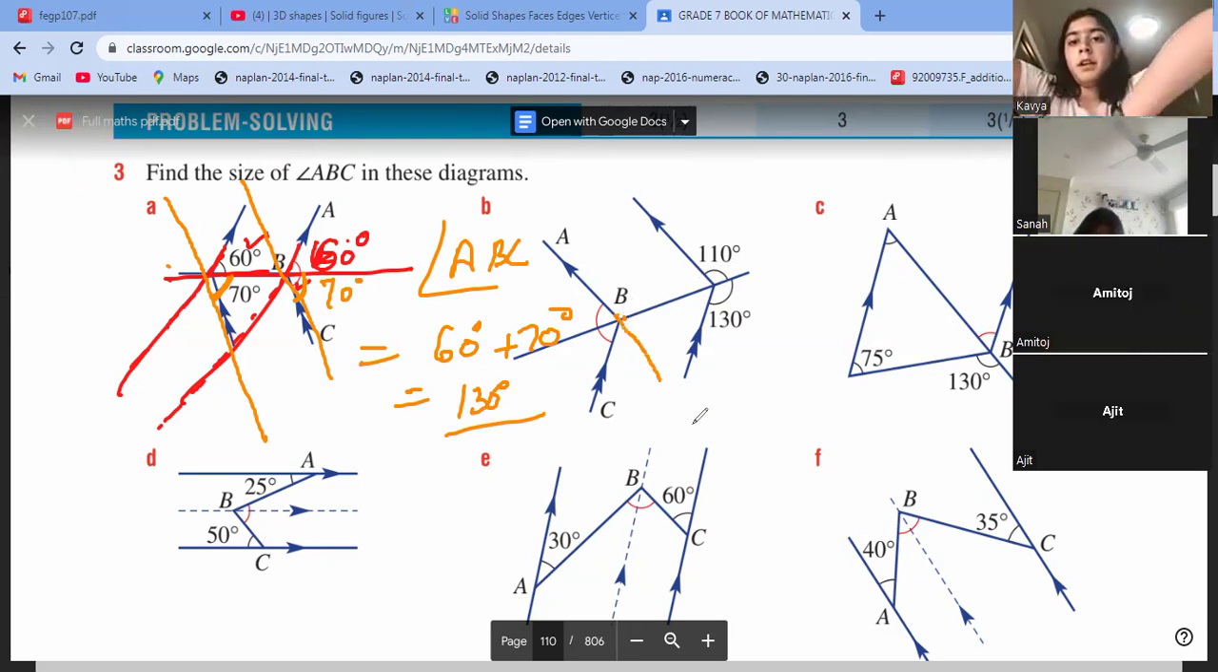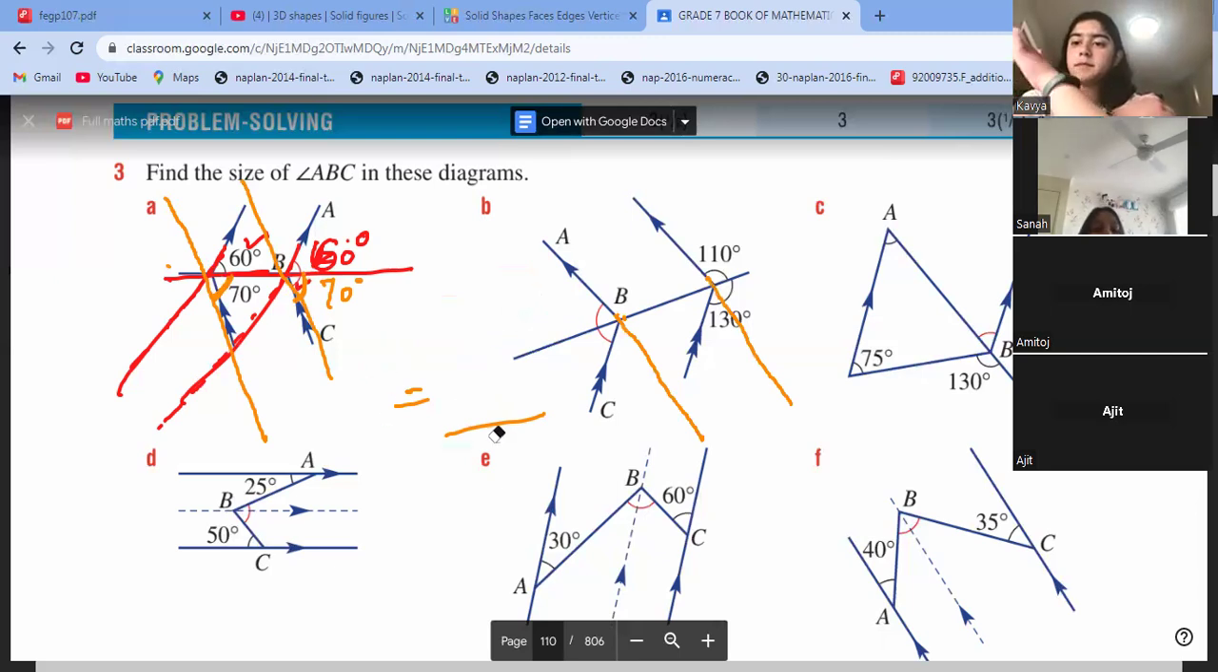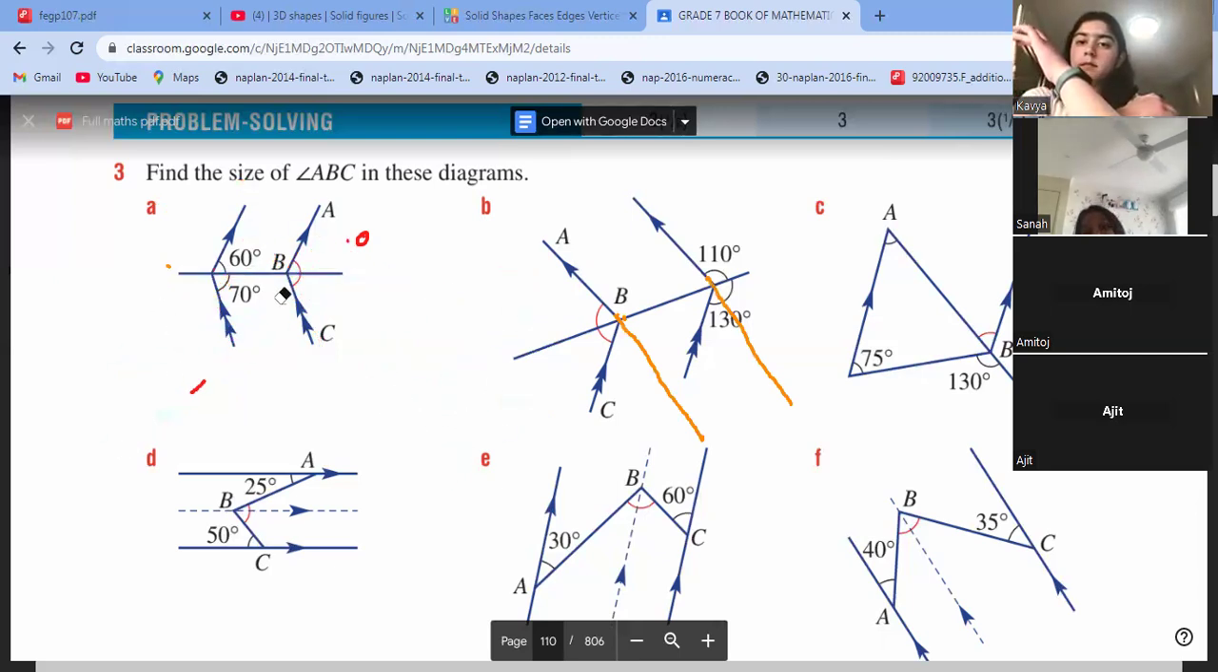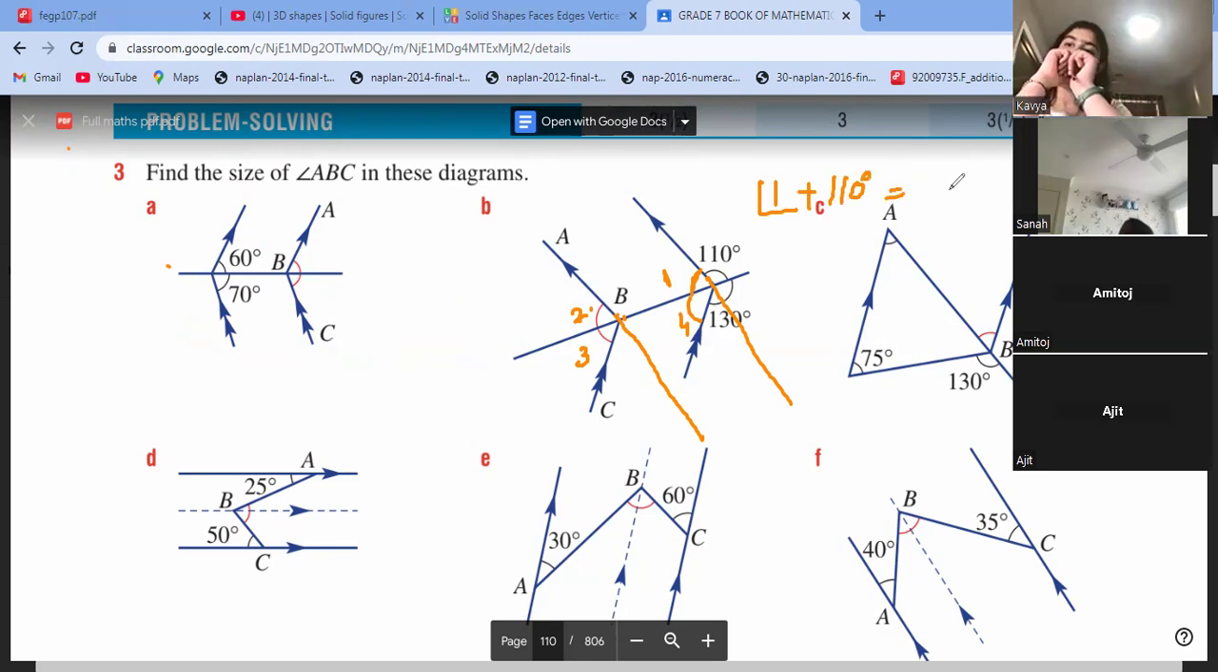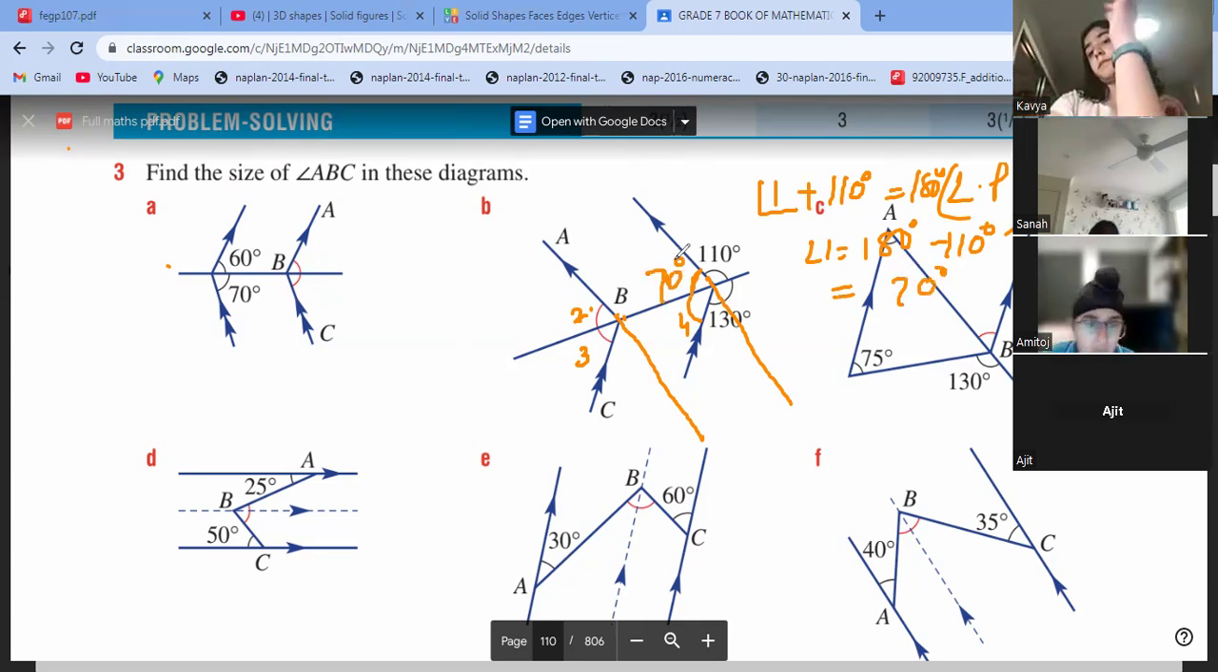Solve the next question now. These two are the parallel lines, right? So in this second part, you can see first you need to find out this one angle. Then only you can correlate this angle with this angle, right? So let it be angle 1, 2, 3, and 4, right? Now angle 1 plus 110 degree is forming a linear pair, which is equal to 180 degree, right? So angle 1 will be equal to 180 degree minus 110 degree, which is equal to 70 degree, right? So this angle is 70 degree.